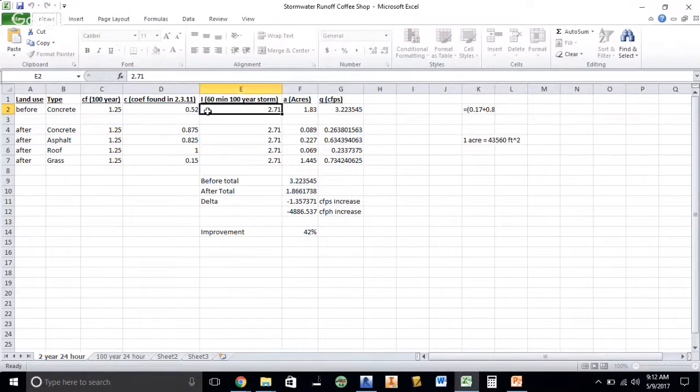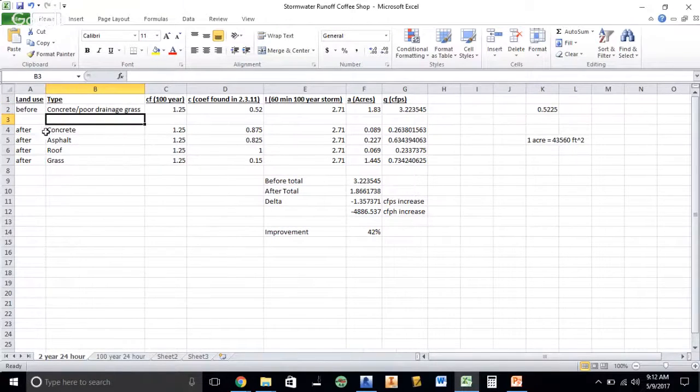And so I'm just finding a coefficient that deals with this concrete slash poor drainage grass. Okay, so I just did it all in one instead of doing two different ones and breaking this acre down to half and half. I made the coefficient half and half. Okay.